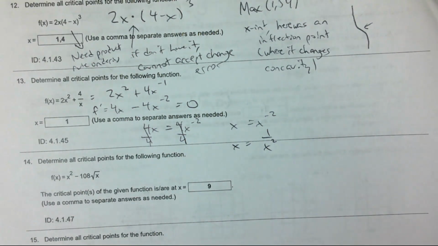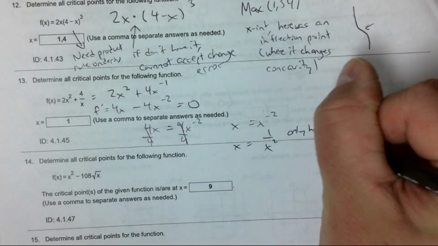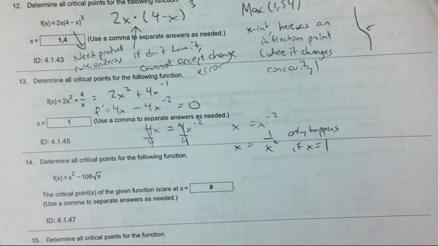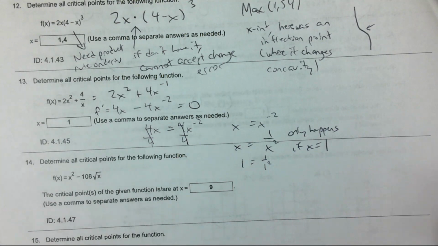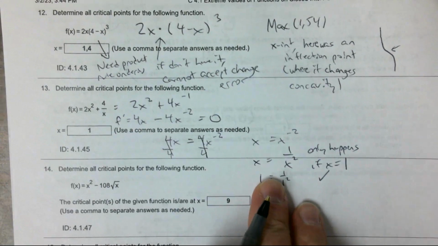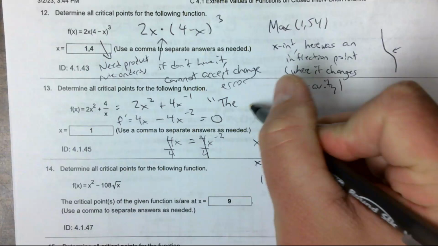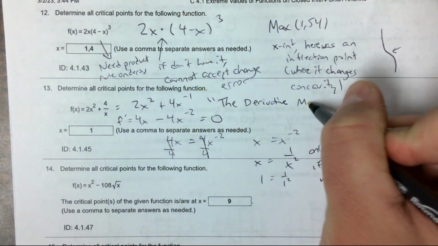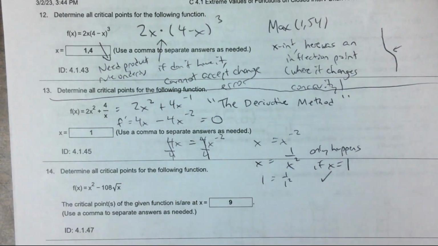The only time that's even possible is if x equal 1. Because you'd have 1 equal 1 over 1 squared. So that's why it works. Now, if you didn't like the derivative method, okay, this is what I call the derivative method, if you didn't like the derivative method, you could have graphed it.